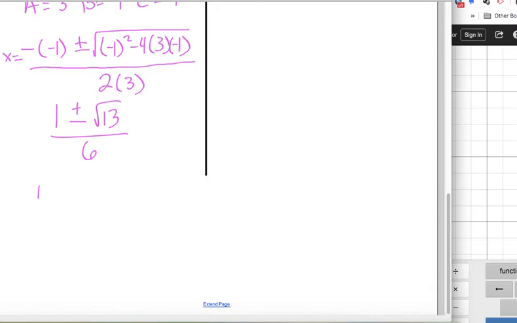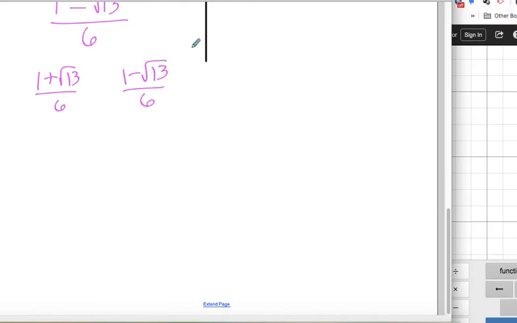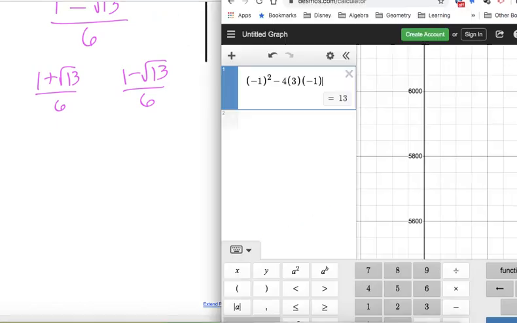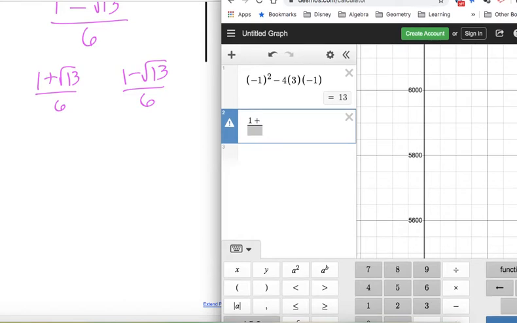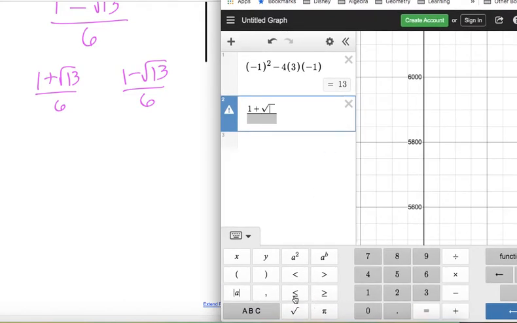So our two answers: one of them is 1 plus the square root of 13 over 6, and the other is 1 minus the square root of 13 over 6. And we're going to go ahead and get a decimal value for these in Desmos. So I'm going to leave that first line of Desmos because I'm going to reuse that. And I'm going to start a fraction. To begin with a fraction, just hit the divide. Now you have a numerator and a denominator. We're going to put 1 plus the square root of 13, and there is a square root button here in Desmos. And then the denominator is going to be the number 6.